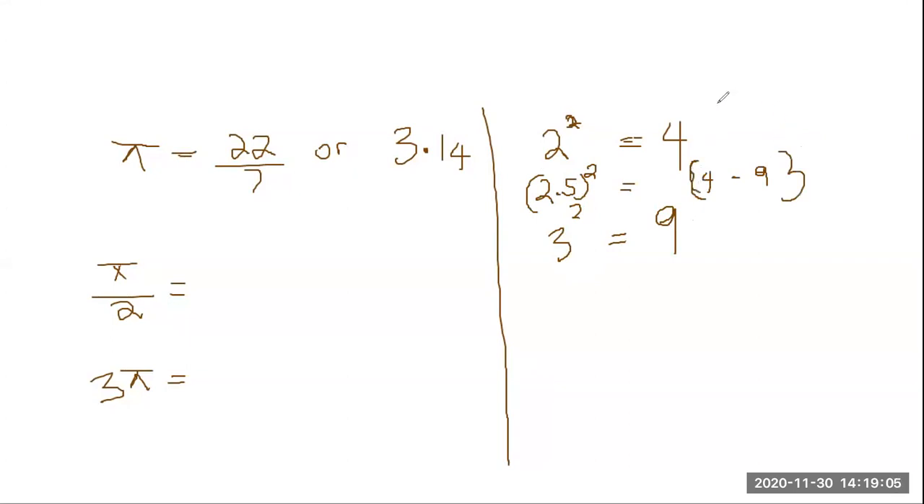So that's kind of how we use our estimating skills to determine where the values are, and we could locate them on the number line.